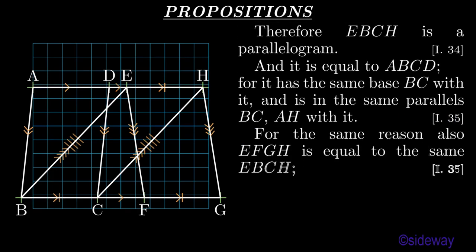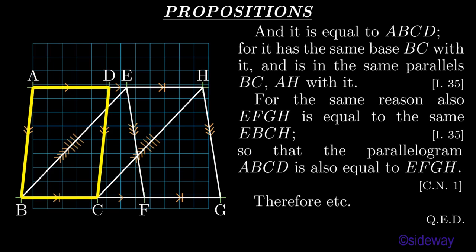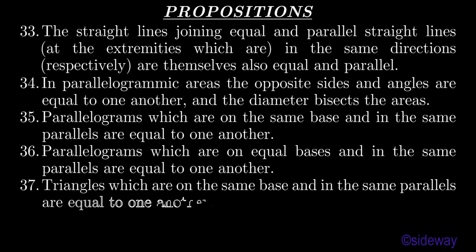For the same reason also, EFGH is equal to the same ABCH, by Book 1, Proposition 35. So that the parallelogram ABCD is also equal to EFGH, by Book 1, Common Notion 1. Therefore, etc. What was to be shown? Proposition 37. Triangles which are on the same base and in the same parallels are equal to one another.